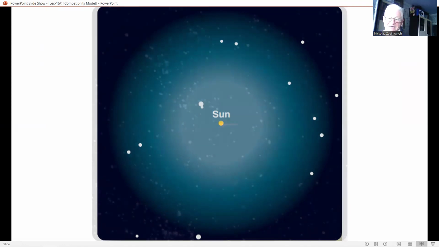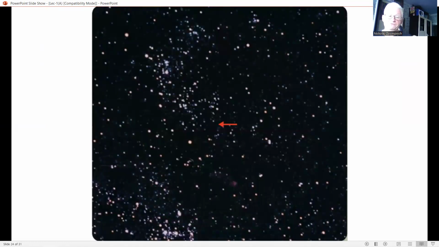Okay? And in this figure, you expand your field of view by another factor of 100, and the Sun and its neighboring stars vanish into the background of thousands of other stars. The field of view is now 1700 light years in diameter.